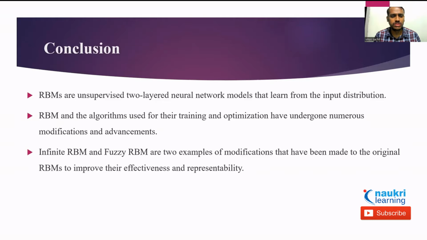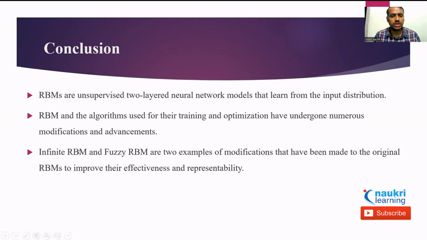Okay, so finally the conclusion is that RBMs are unsupervised two-layer neural network models that learn from the input distribution. So this is nothing but again a neural network. This is a very basic two-layer neural network. RBM and the algorithms used for the training and optimization have undergone numerous modifications and advancements. So in the present generation, RBMs have improved, some algorithms have been added, and different modifications have been done, and it is working effectively.